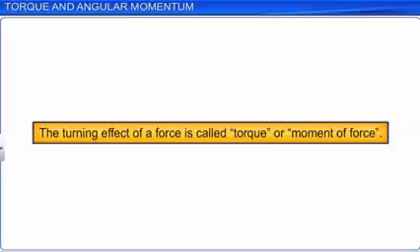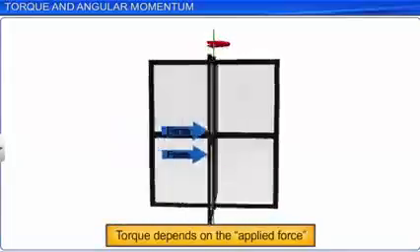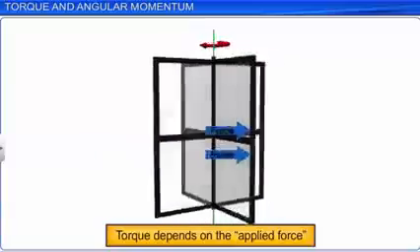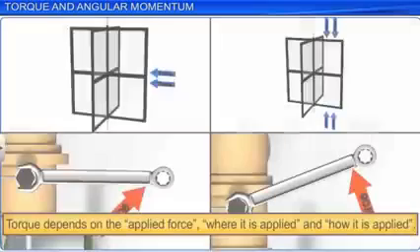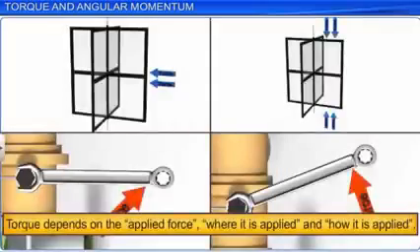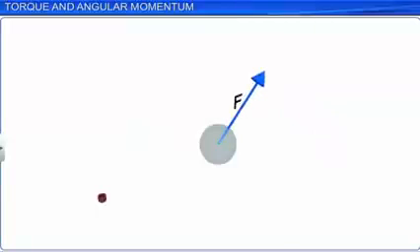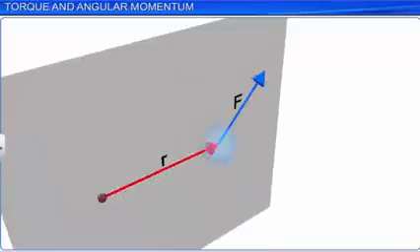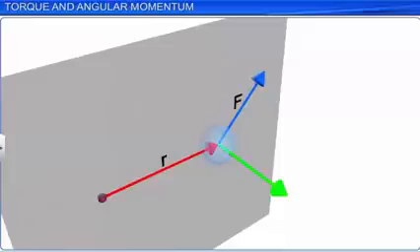As seen earlier, torque depends on the applied force, where it is applied, and how it is applied. Now let us define the torque of a force. If a force F is acting on a particle located at r, then the torque acting on the particle about the origin is a vector defined as r cross F and is denoted by the Greek letter tau.